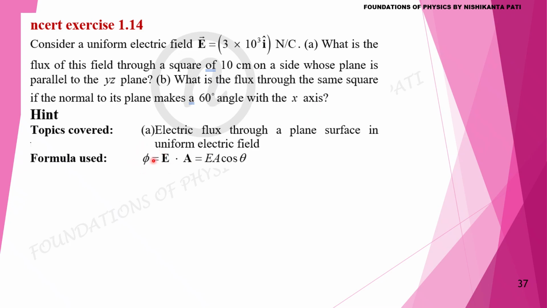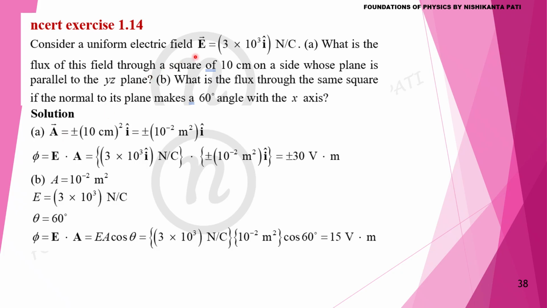The flux through a plane surface, if the electric field is uniform, is E vector dot area vector. This is applicable provided the electric field is uniform and the surface is a plane surface.